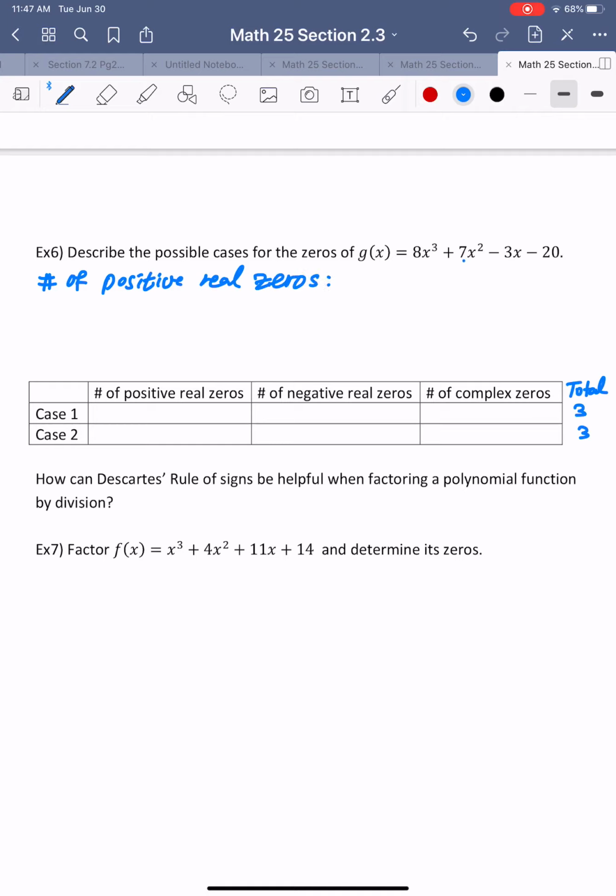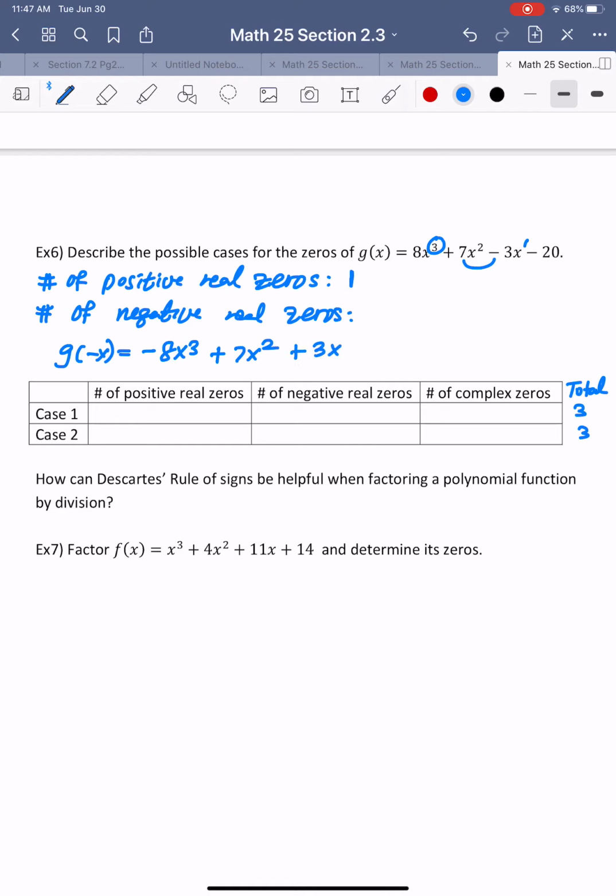So only the change is this one, right? So that's a 1. And then I need to find the number of negative real zeros, which means I have to use g of negative x. When you have an odd power, it changes sign. So 8 is positive, becomes negative 8x cubed. Next one is a square, so the sign stays the same. And there is also power 1, change the sign, and then minus 20.